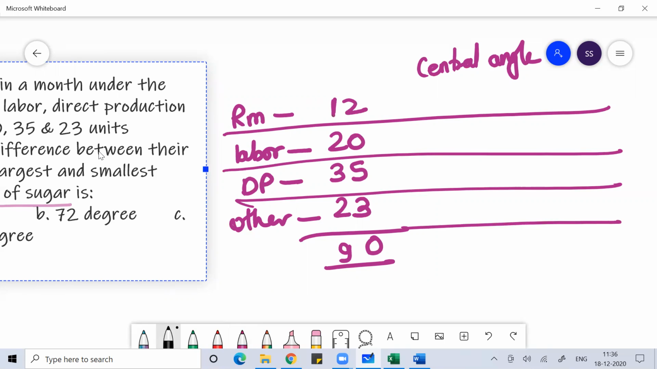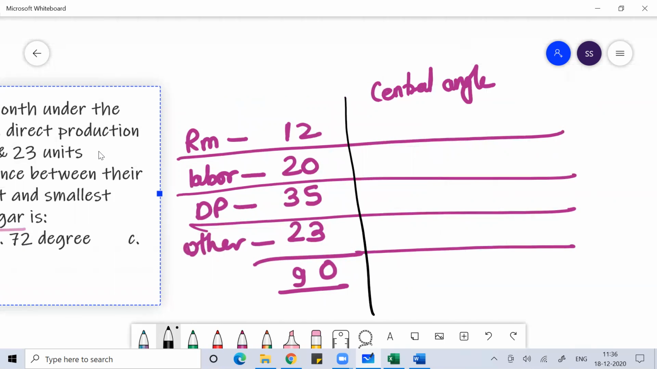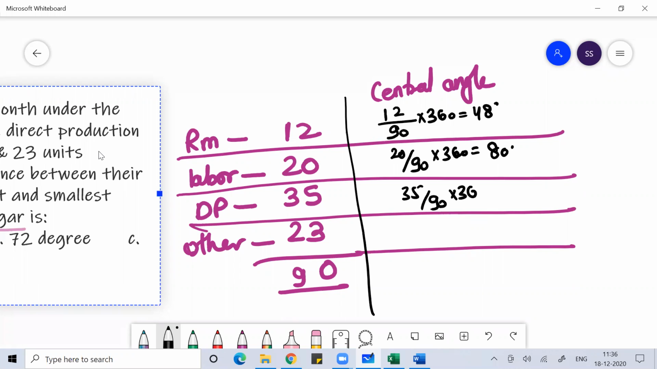So the angle of this would be 12 divided by 90 into 360 degrees. That would be 48 degrees. Then this is 20 divided by 90 into 360 degrees, so this is 80 degrees. Okay, this is 35 divided by 90 into 360 degrees, which is 140 degrees. And this is 23 divided by 90 into 360 degrees. 23 fours are 92 degrees.